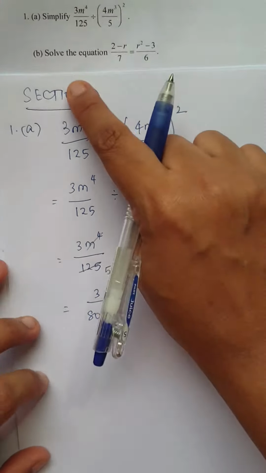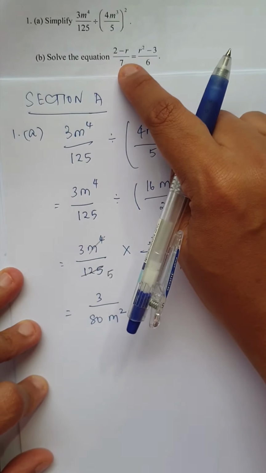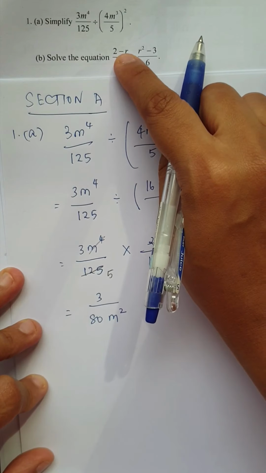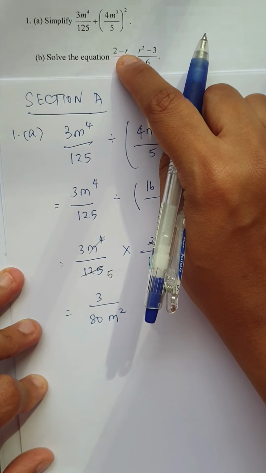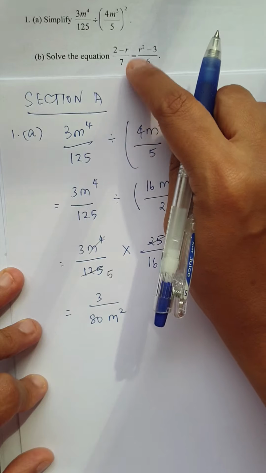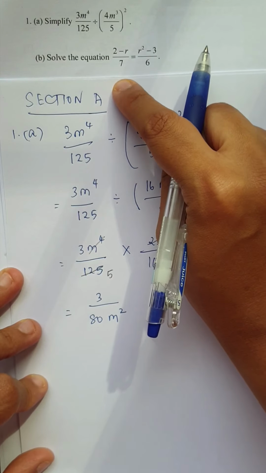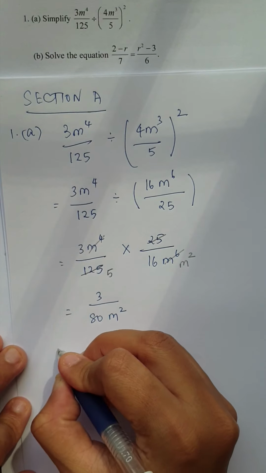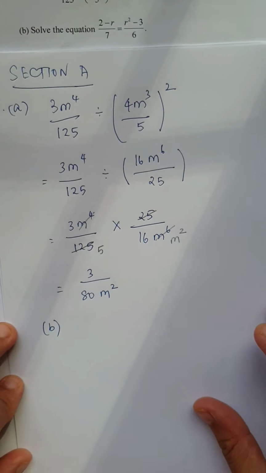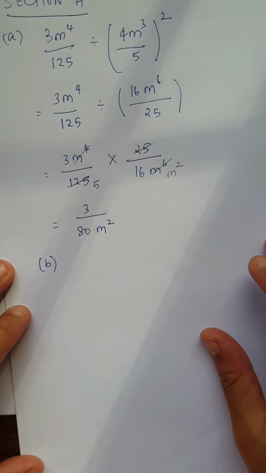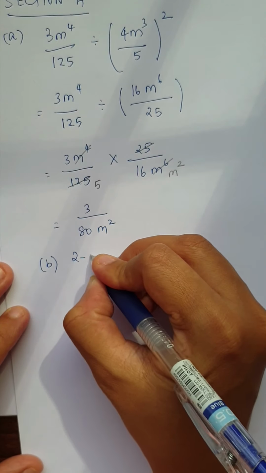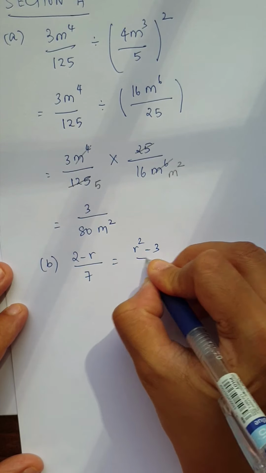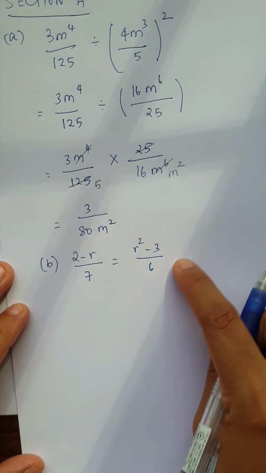Okay, now let's move on to question number 1B, which says, can you solve this equation? Solve basically means find out whatever is the variable. So in this case, the variable is r. So you need to find out what is r. So you will observe here that you have a fraction equals to a fraction, isn't it? So you can write down part B. Yeah, let me just copy the question down here. Which is 2 minus r over 7 equals r square minus 3 over 6. So you have a fraction equals to a fraction.